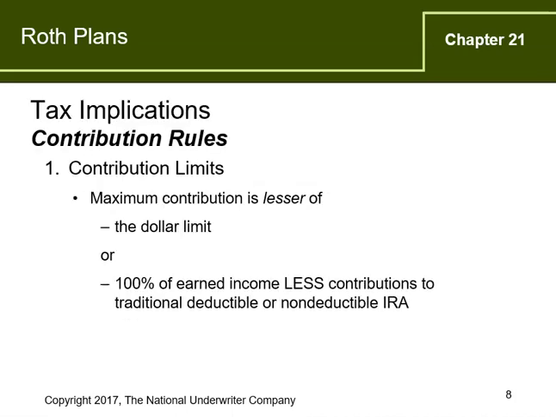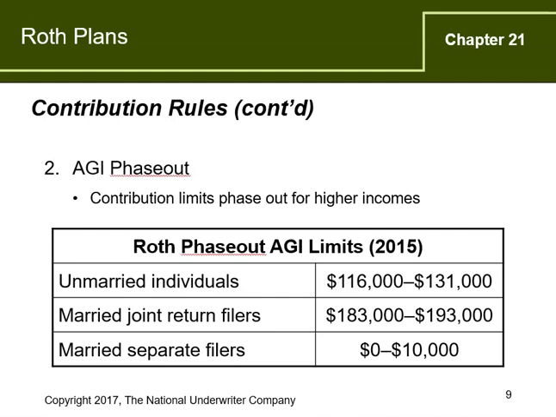There are tax implications. Contribution rules, there are limits, so the maximum contribution is the lesser of that dollar limit, or 100% of earned income, less contributions to traditional deductible or non-deductible IRAs. There's an AGI phase-out. Those were the limits in 2015. And these limits in 2019 are $122,000 to $137,000 for unmarried individuals. Married joint returns are $193,000 to $203,000, and for married filing separately, it is still $0 to $10,000.